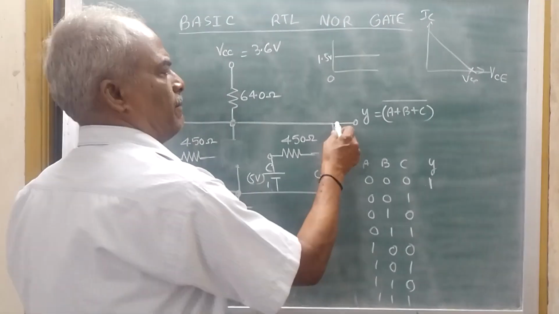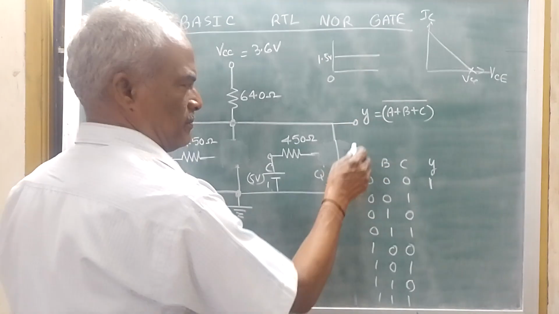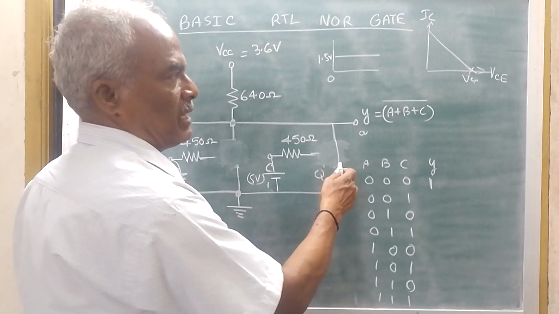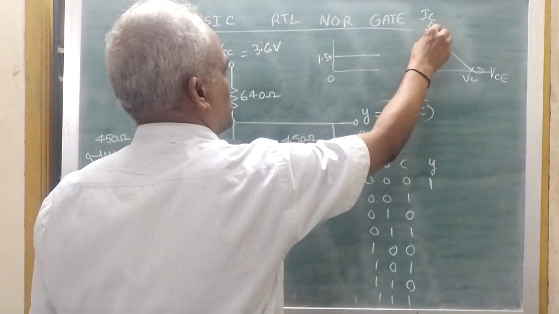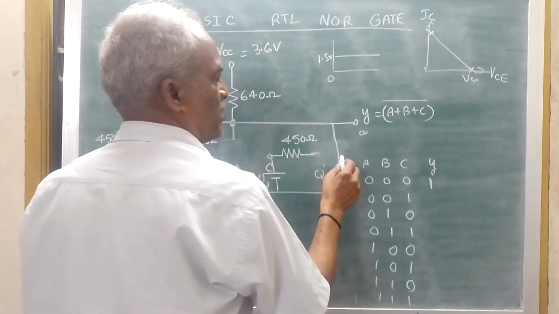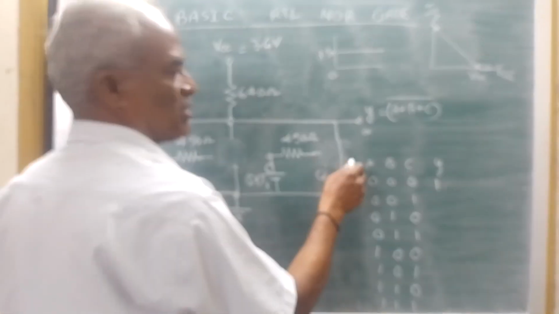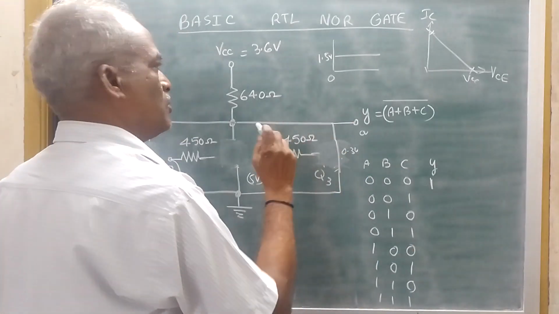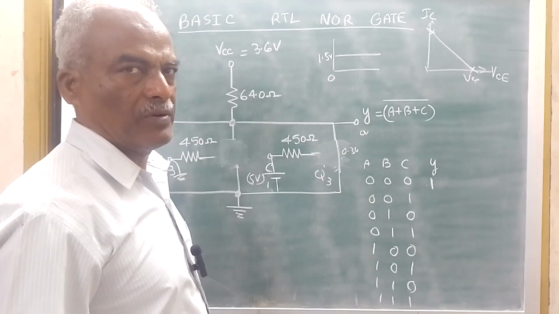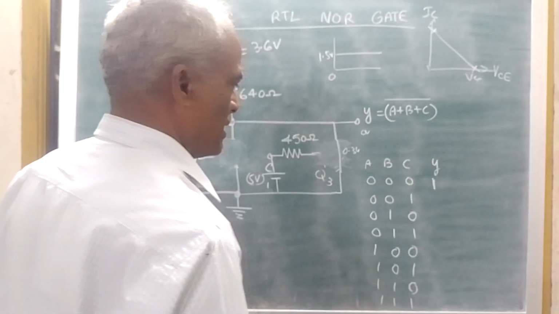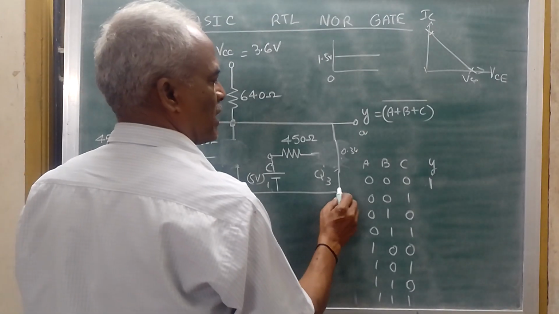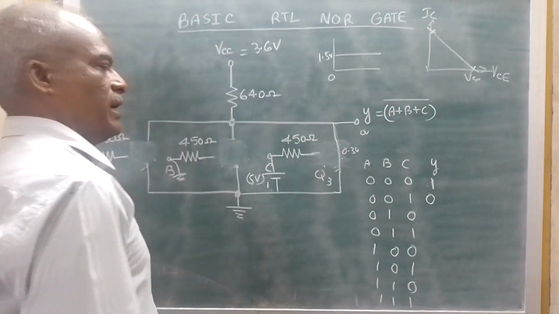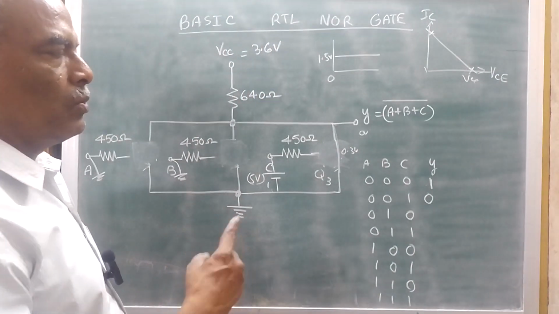So ideally, it has to be 0 volt. But practically, if you see, VCE at saturation point is roughly 0.3. So here, even though it is short circuited, you can see 0.3 volts. So this 0.3 volts is less than the threshold of 1.5 volts. Therefore, it can be treated as 0. So for the ideal case, this point is treated as 0. Okay. Next, 0, 1, 0.